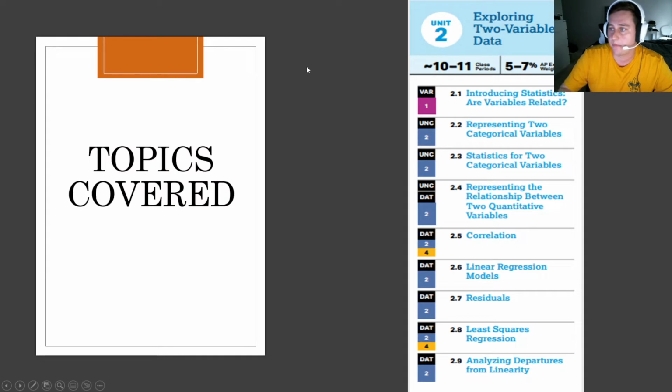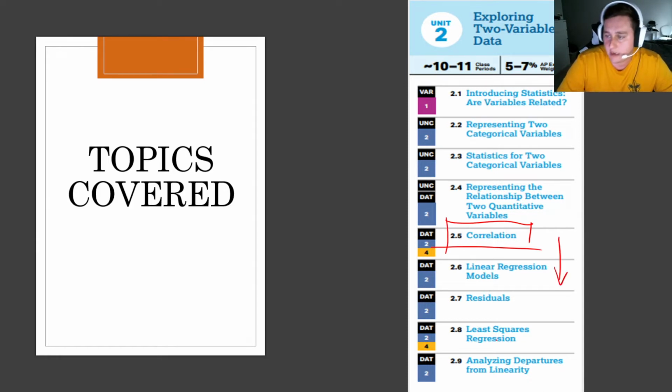So here we go. Just to be clear, the topics I'm covering, this is the stuff that is set forth by the College Board. These are the things included in Unit 2. We're going to pick up right here at 2.5, we're going to start with correlation, and then we're going to work our way down all the way to the end of analyzing departures from linearity. So these are the parts that we're going to cover.